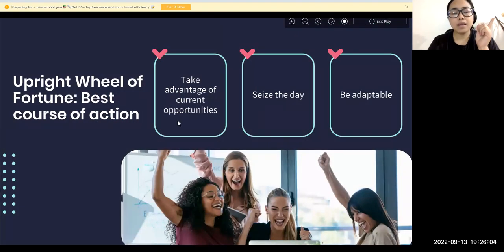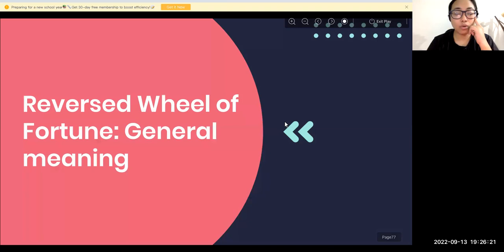So what's the best advice that you can give to your client? You can say, take advantage of the current opportunities that are coming to you. Seize the day, be adaptable. Whatever is coming to you is all coming for your highest good. So take advantage of all the good things that are coming your way.